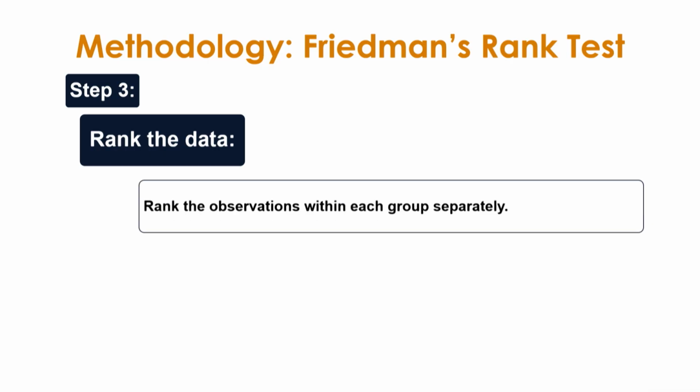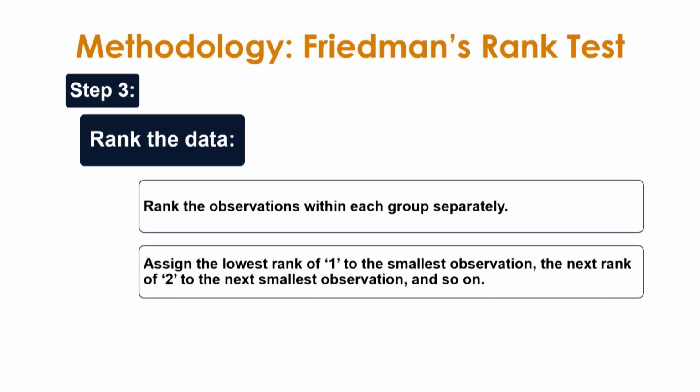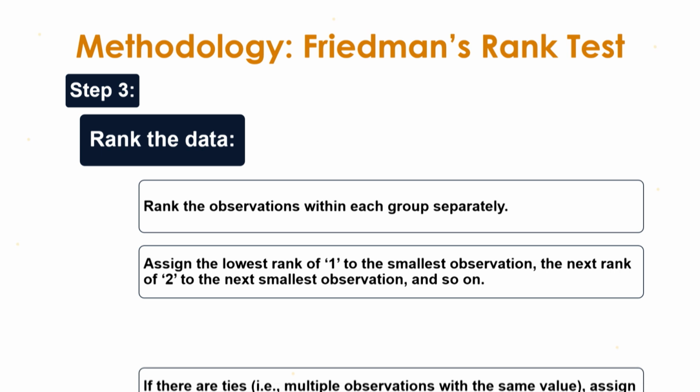Then step 3 will be ranking the data. Rank the observations within each group separately. You should understand that we are not going to rank them all together. We are going to rank the observations within each group separately. If we have 3 groups, we rank group 1, group 2 and group 3, and assign the lowest rank 1 to the smallest observation and the next rank 2 to the next smallest observation, and continue the process until you rank all the observations in the sample.